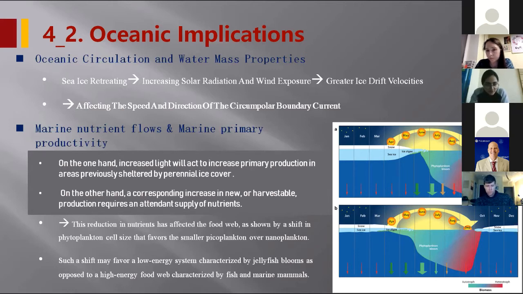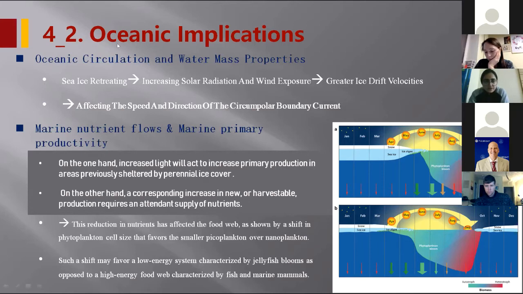By this, the reduction in nutrients also affects the food chain, and there is a shift of phytoplankton cell size to the smaller microplankton and nanoplankton as well. Such a shift favors the low energy system and jellyfish blooms in the region, versus the high energy food web characterized by fish and marine mammals.